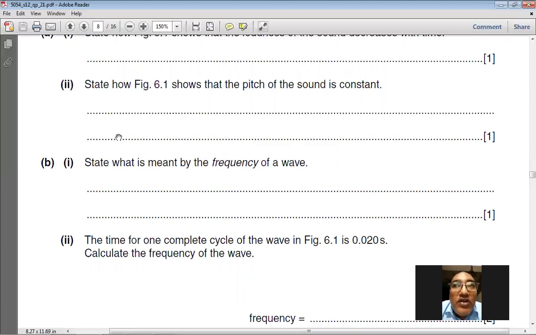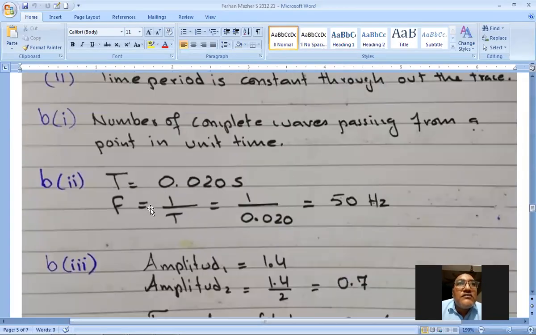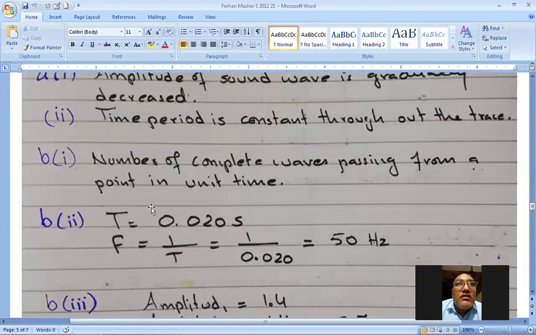So how does the graph show that? Because the time period of that sound wave is constant throughout the trace, which is shown on the CRO screen. So from there we conclude that the frequency is constant. From there we can conclude that the pitch of the sound is constant. I've written this answer. Let me read that answer. Time period is constant throughout the trace.